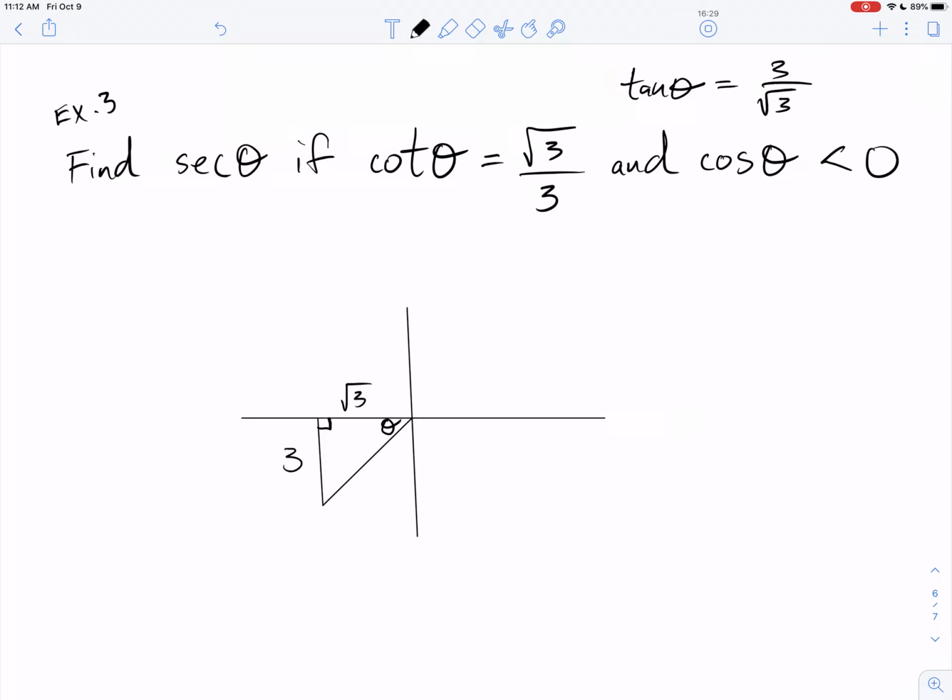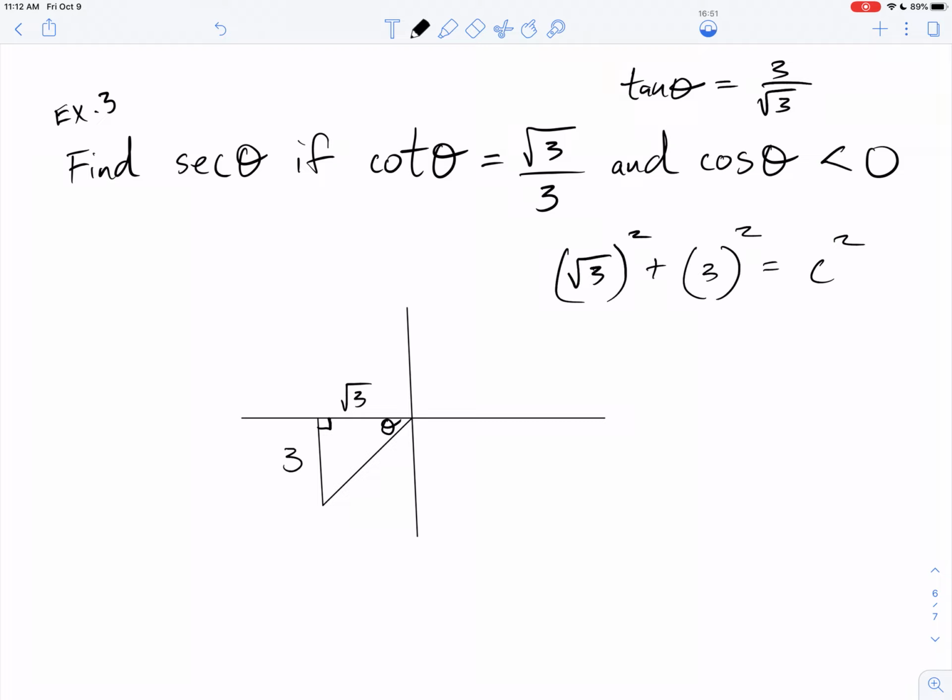Ugh. Now, they want me to find the secant. So that means I do need to know what the hypotenuse is, or I cannot do this. So I'm going to do a squared. What the heck? I'm just going to jump right into it. I'll call that guy a squared, and then I'll do b squared, and then I'll do c squared equals c squared.